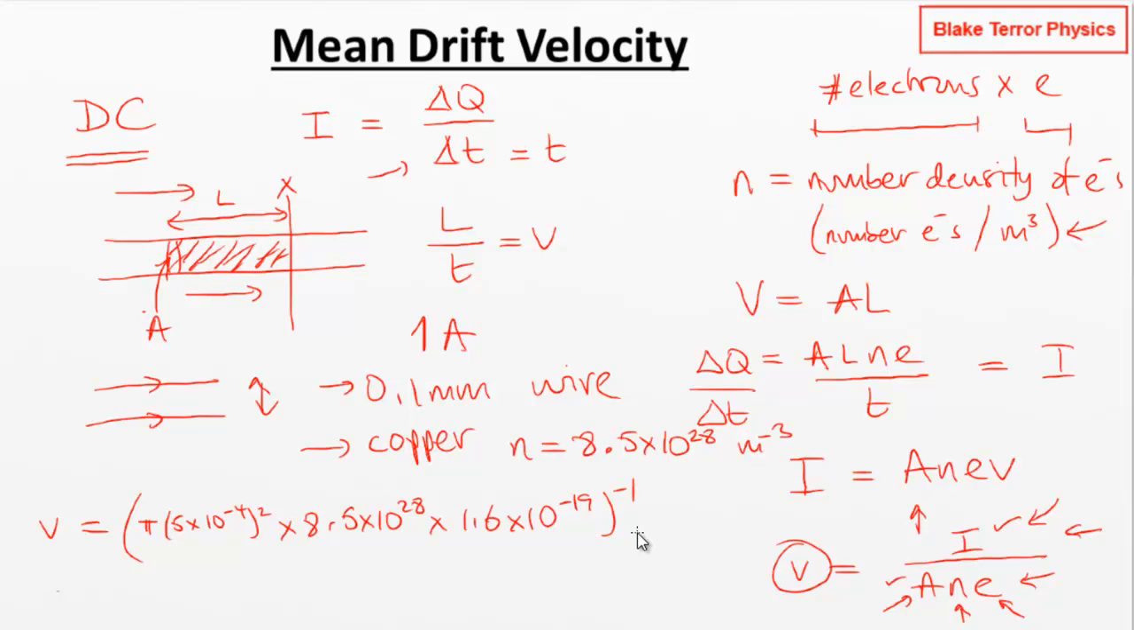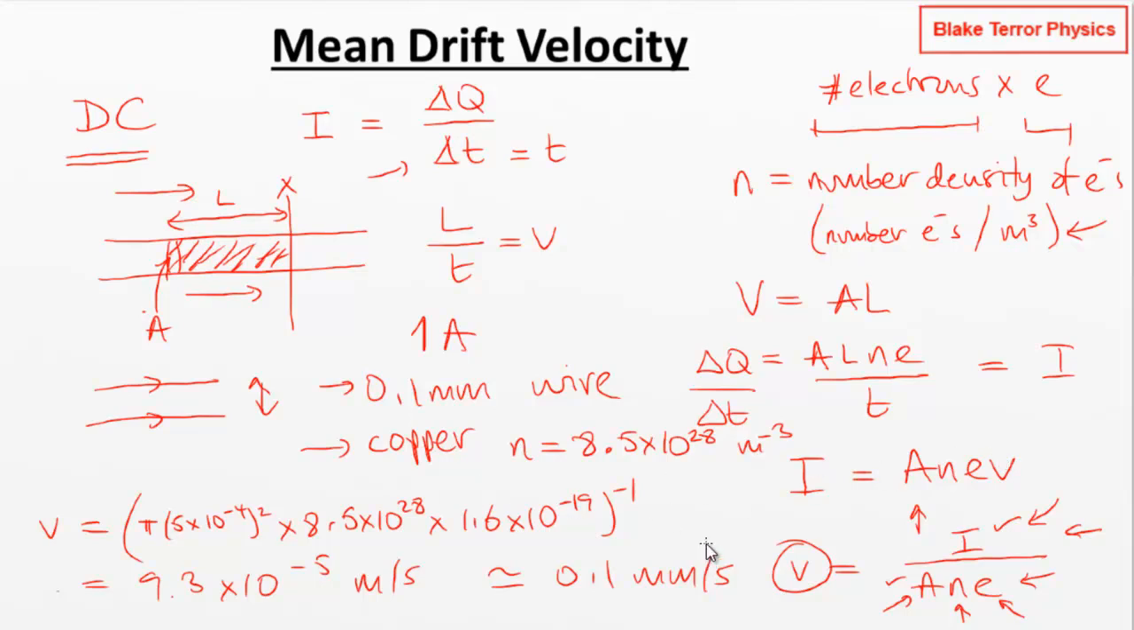So tapping all of that into the calculator is giving 9.3 times 10 to the minus 5 meters per second. So we're somewhere in the order of 0.1 millimeters per second. That is not a lot. It really is not a lot.